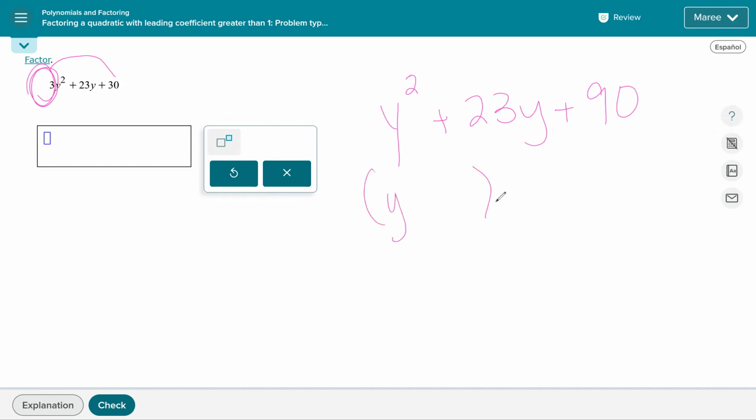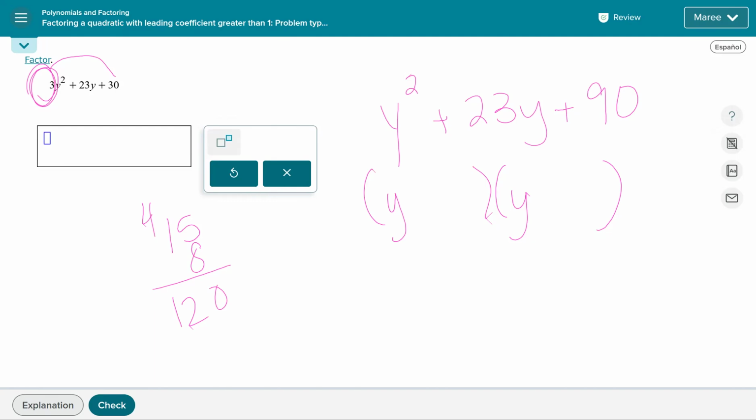So we have our y. We're looking for two numbers that multiply to get 90, but add to get 23. So 9 times 10 is going to add to get 19. So we need two numbers that are going to add to 23. Oh, what's 15 times 8? Is that too high? Yeah, that's 120. That's not going to work.